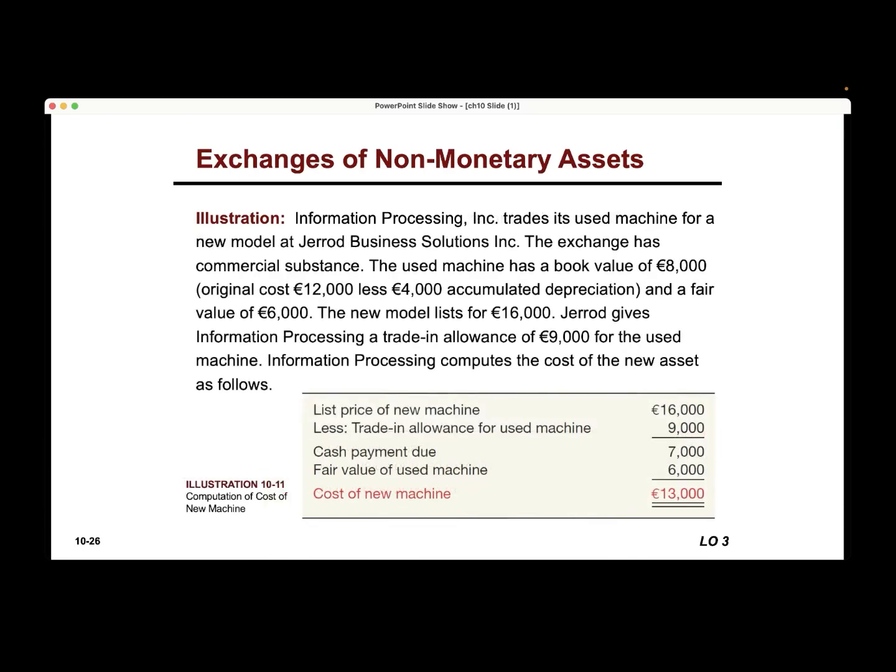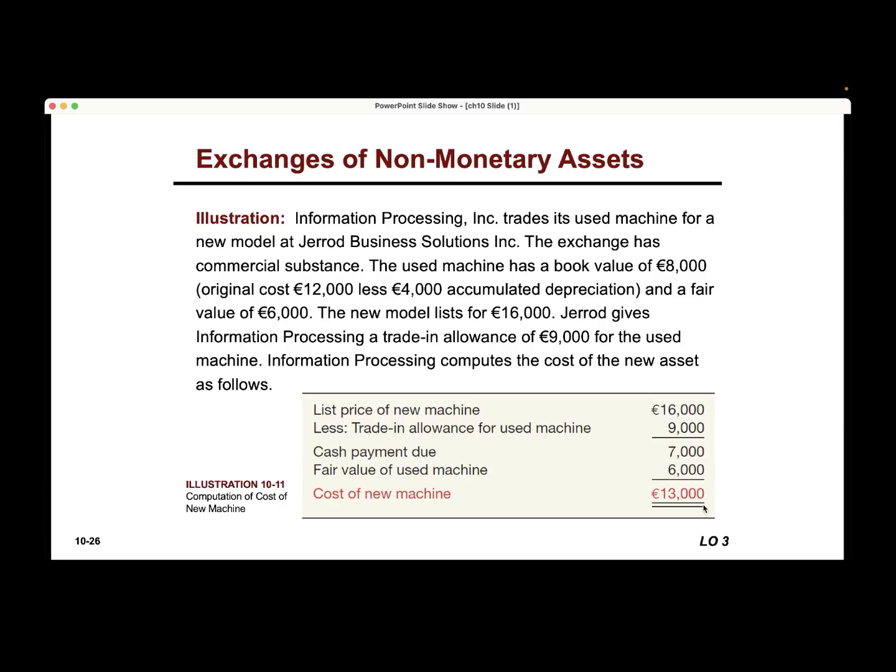Okay, we have the calculation here. To figure out the cost of the new machine, because from this we have several pieces of information here, we need to calculate the cost of the new machine. We need to combine two things: the cash paid of 7,000 and the fair value of the old machine they trade in, which is the 6,000. Together, the total cost of the new machine is 13,000.